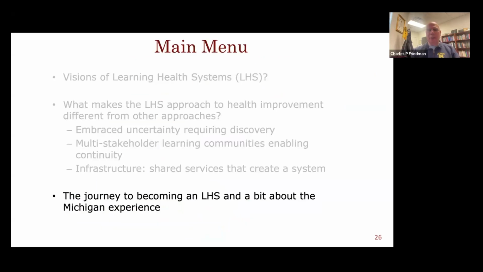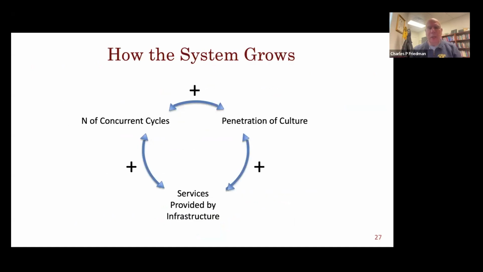So now the journey to becoming a learning health system and a bit about the Michigan experience as I've been privileged to participate in. So here's this positive feedback diagram that I introduced before. And I do believe this represents how the system grows. You can start anywhere, and the positive stimulation can flow in either direction. So the number of concurrent cycles ongoing in the environment can improve the penetration of the culture of learning health systems. The number of concurrent cycles increasing can stimulate a greater number of services provided by the infrastructure, or more mature services provided by the infrastructure, which can also increase the penetration of the culture.